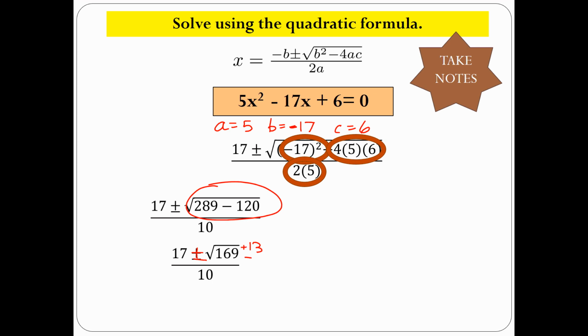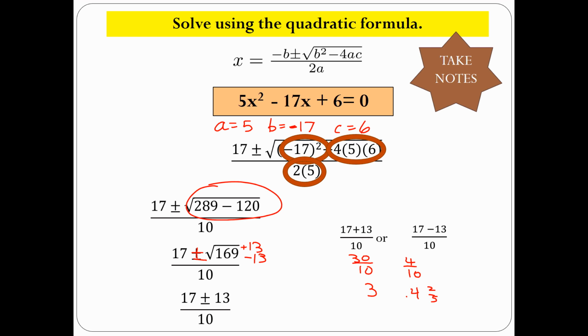So we're going to set up 2 equations, one with a positive 13, one with a negative 13. So that would be 17 plus a positive 13 divided by 10, which when evaluating would be 30 divided by 10, which is 3. And we have 17 minus 13, which is 4/10, which you could write as a decimal or as a simplified fraction. So our answers are 3 or 2/5, or 4/10 as a decimal.